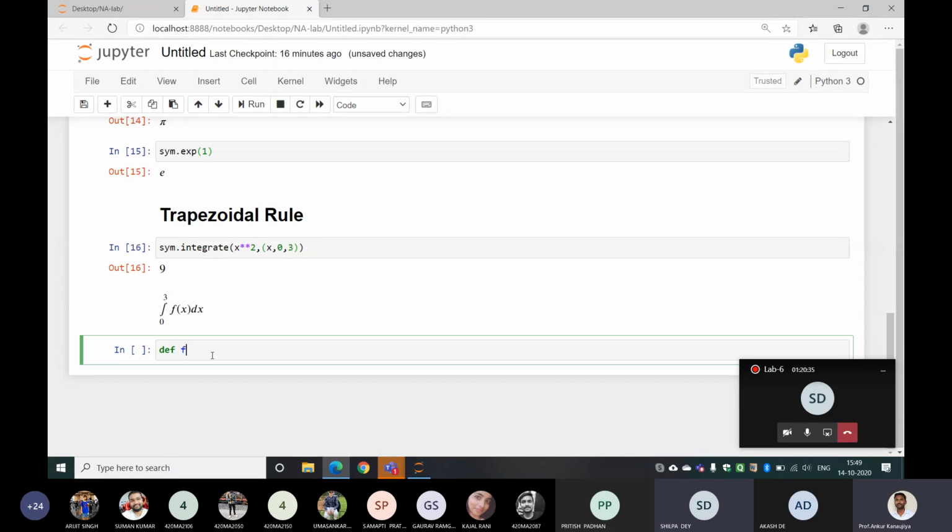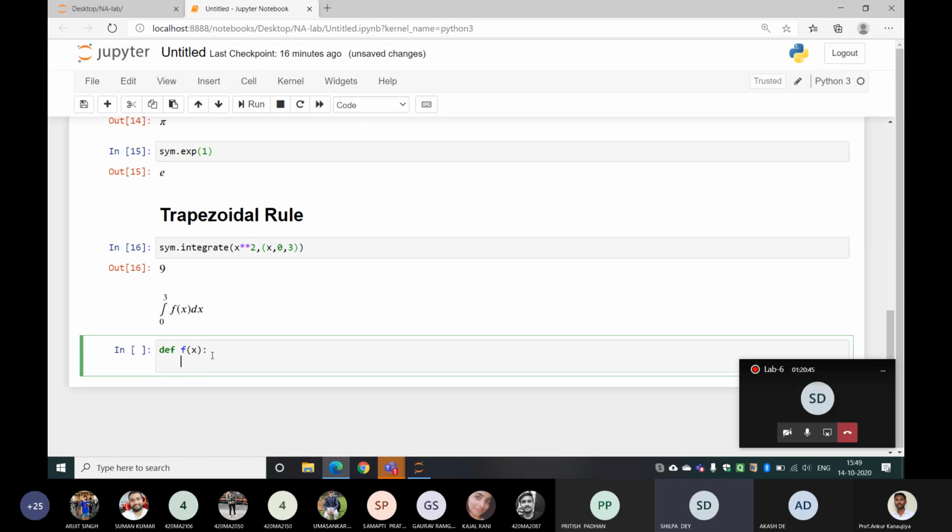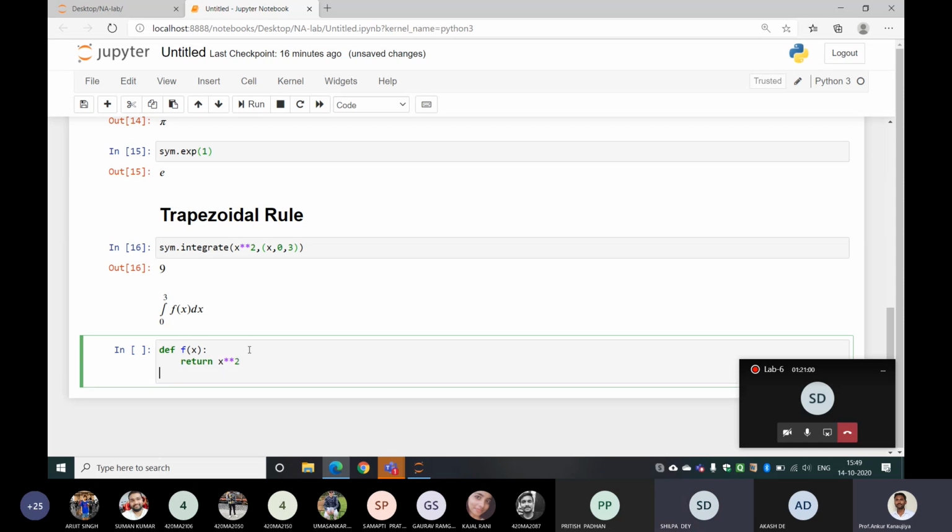I wrote def f of x, then colon, and then return. Return x square, x squared, is the function definition. If the function is sin x, then I have to write return sin x. So the function is done. That means f of x is done.